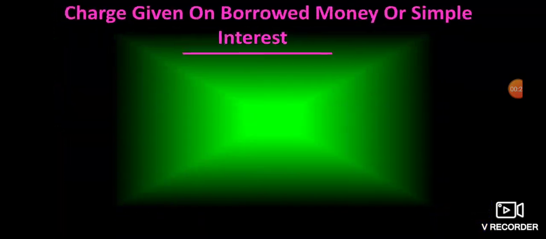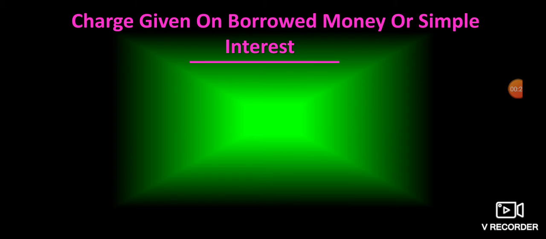Next, our side heading is charge given on borrowed money, or simple interest. It is connected with our bank. When we borrow some money from the bank, or when we take a loan from the bank, we have to pay back, we have to return the borrowed money with interest. That is the policy of our bank.